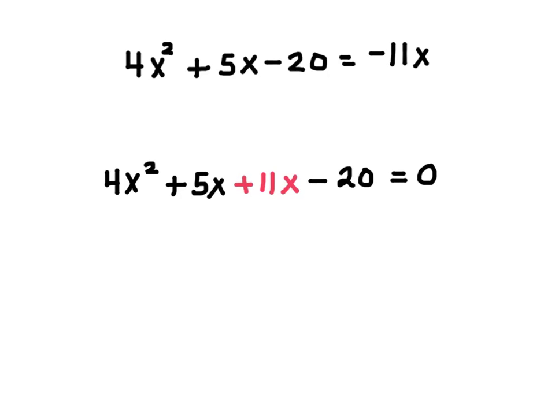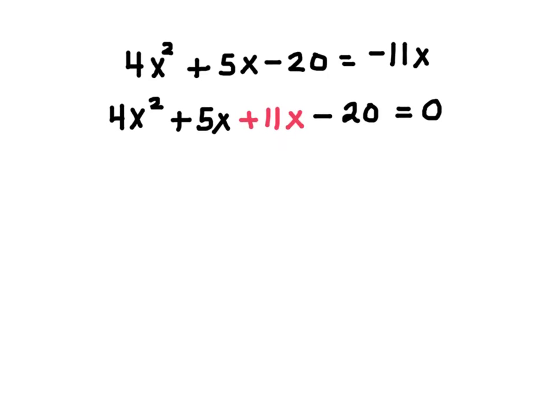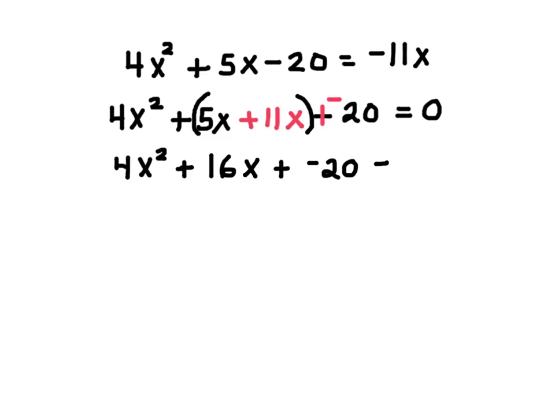So what's happened here is I added the positive 11x to the right-hand side and immediately it became 0. Let's move this up. I also want to change this subtraction to add the opposite. And now I can associate these two middle terms together and add them, and I get 4x squared plus a 16x plus a negative 20. Okay, I've combined like terms on my left-hand side, and the right-hand side is 0.